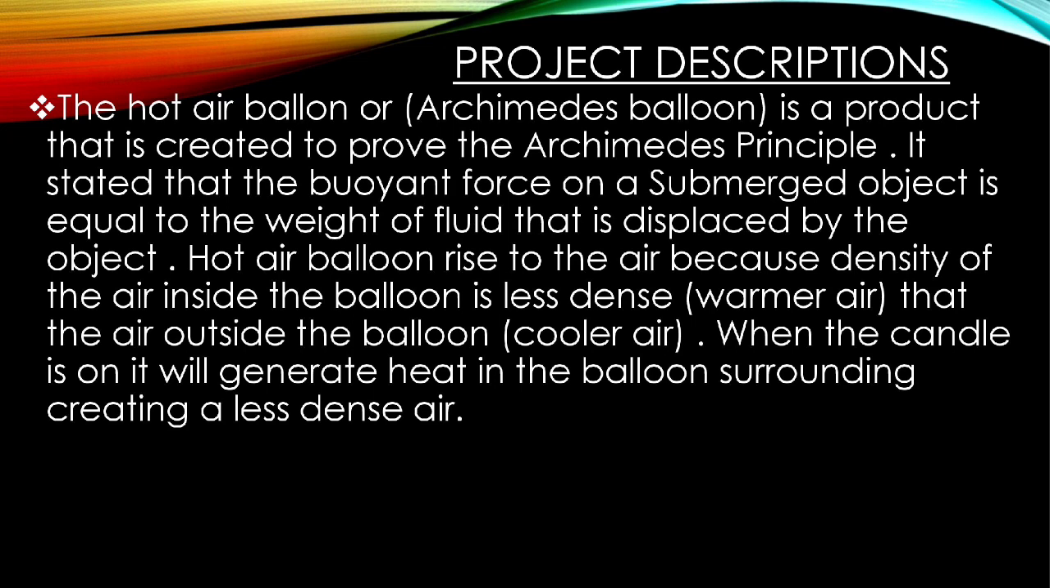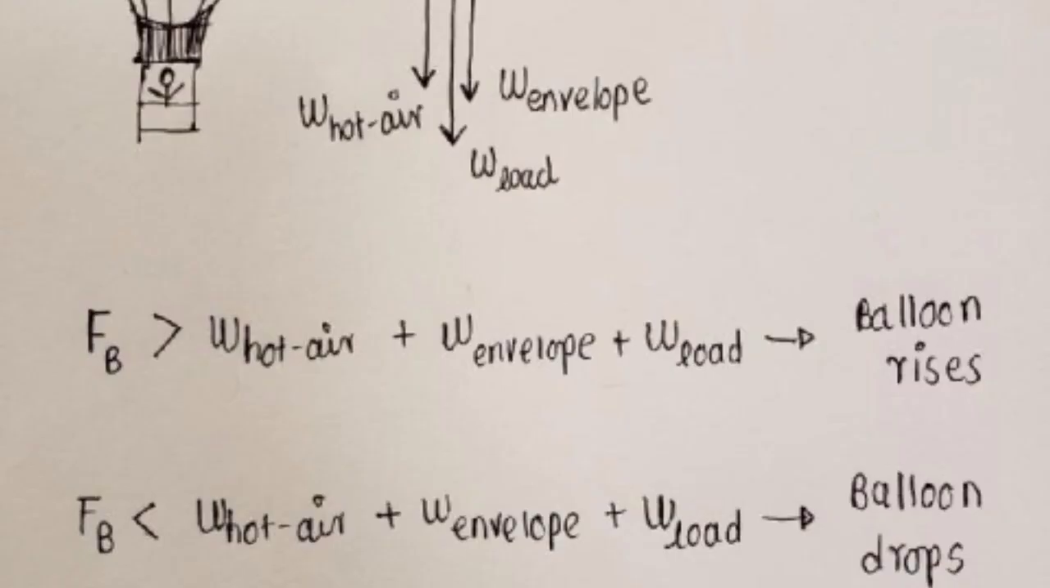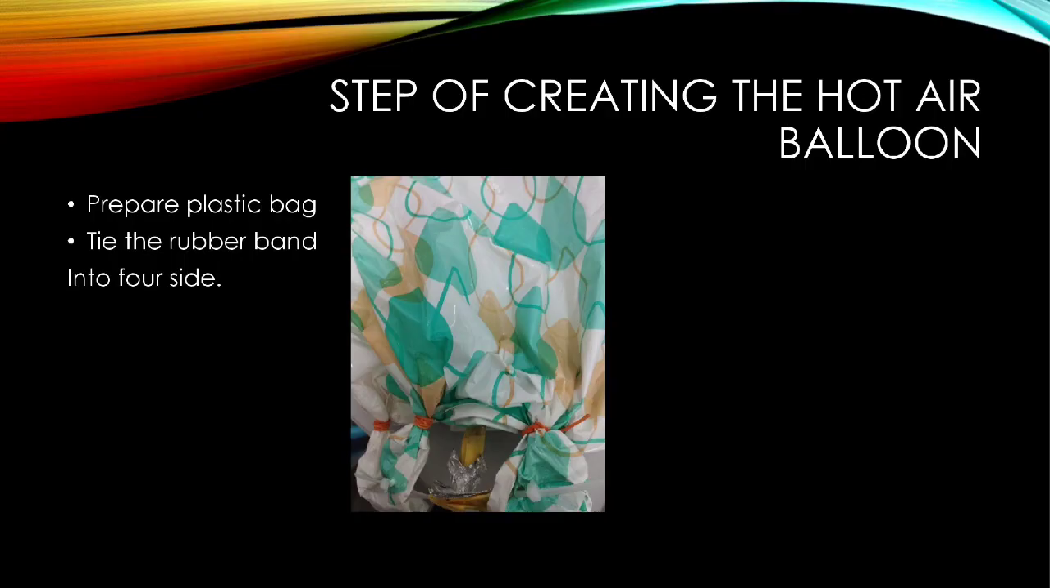When the candle is on, it will generate heat in the balloon's surroundings, creating less dense air. As you can see, this is the formula for the balloon to rise: FB equals W hot air plus W envelope plus W lead.